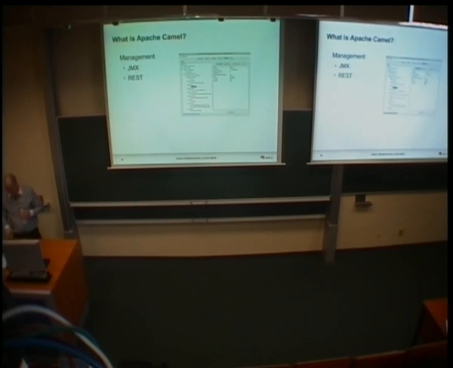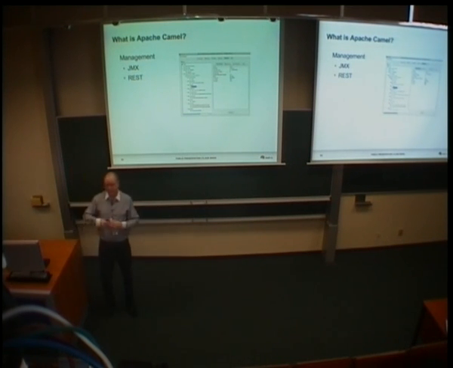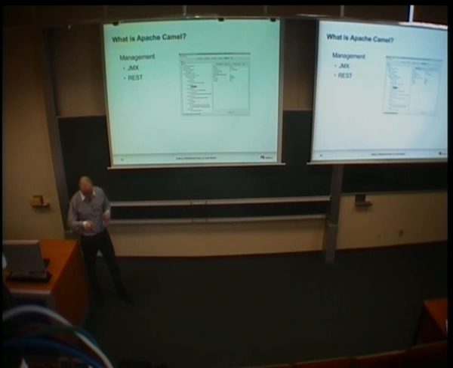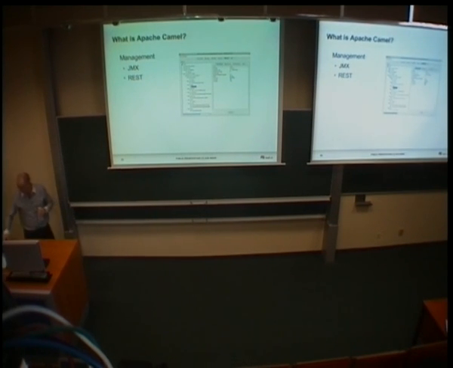Camel allows you to manage it at runtime using JMX. Here's a screenshot of JConsole where you can see your Camel routes, your Camel components, and you can control the life cycle, so you can stop routes at runtime and start them. But it also has performance statistics, so you can see how many messages have been processed, how long the average response time is, and so forth. There's also a REST-based API, but most people use the JMX one.